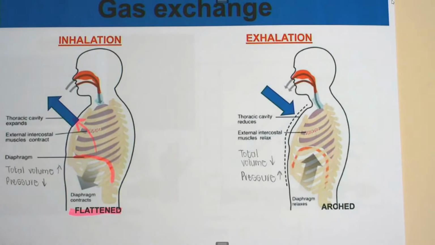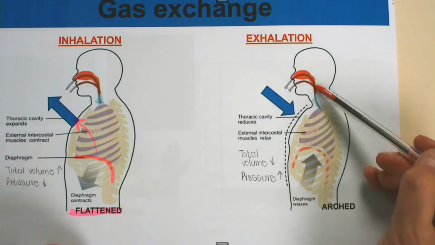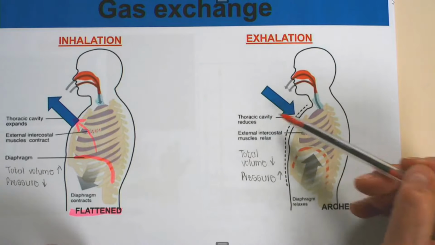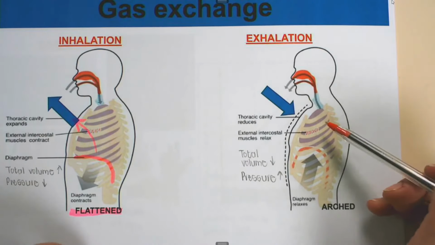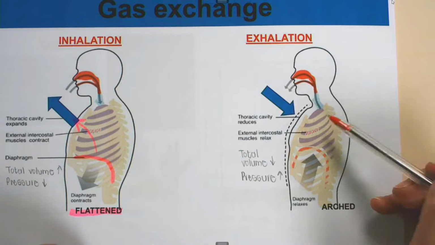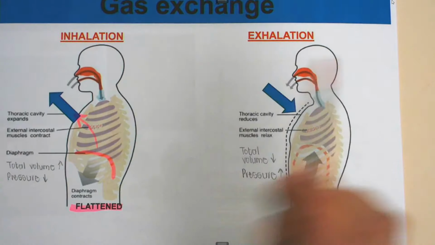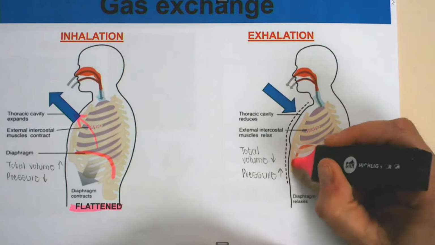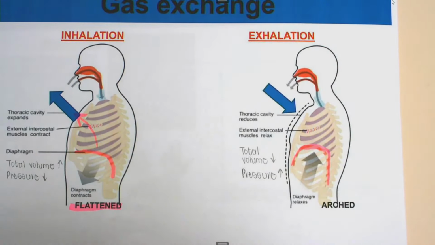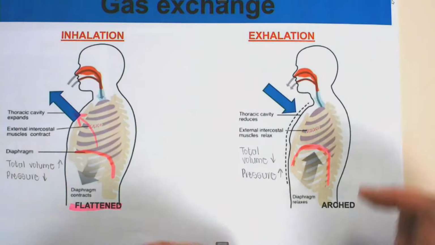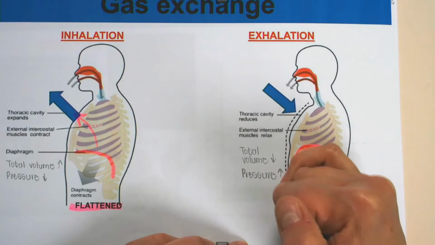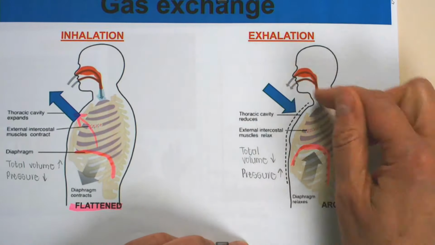Here we see, look at the arrows. The arrow shows you air is coming out. This arrow shows you that your chest cavity is going to reduce. When you breathe out, your chest cavity reduces. And look at what is happening to the diaphragm. The diaphragm is pushing out the air. So the chest cavity is reducing and the diaphragm is arched there. It relaxes, it stays there so that you can get the air out.